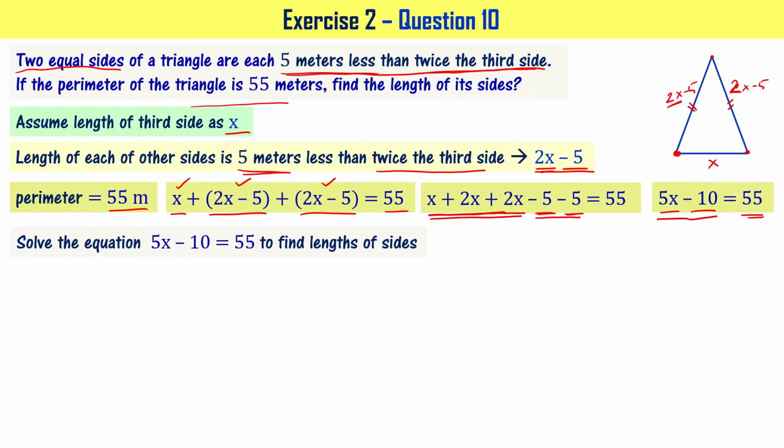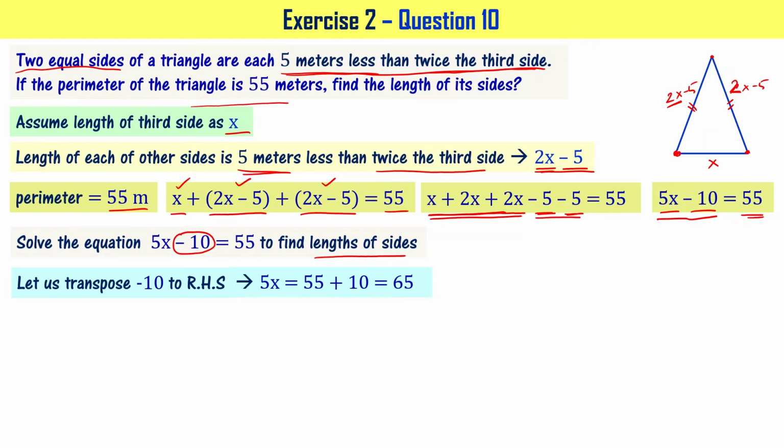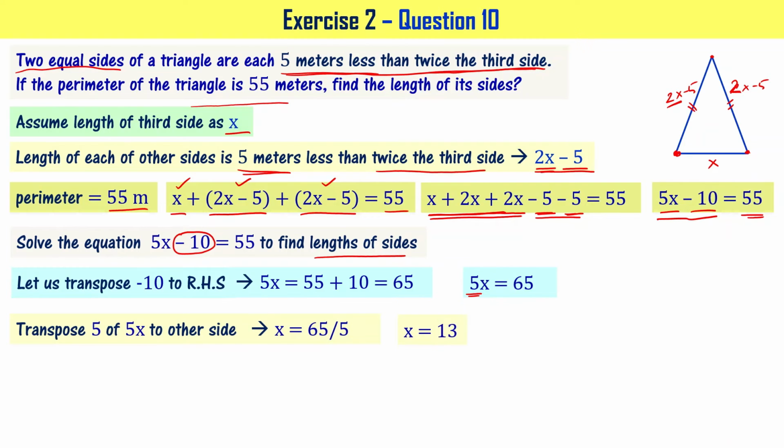Let's solve this equation to find lengths of the sides. When you want to solve, what you would be doing first is you transpose minus 10 onto the other side. When you do that, it is going to get added to 55. So 5x equal to 55 plus 10, that is equal to 65. 5x equal to 65 is the equation now we have. Now let me transpose 5 onto the other side. When I do that, it is going to divide 65. x equal to 65 divided by 5, that is equal to 13. x equal to 13 is the answer.